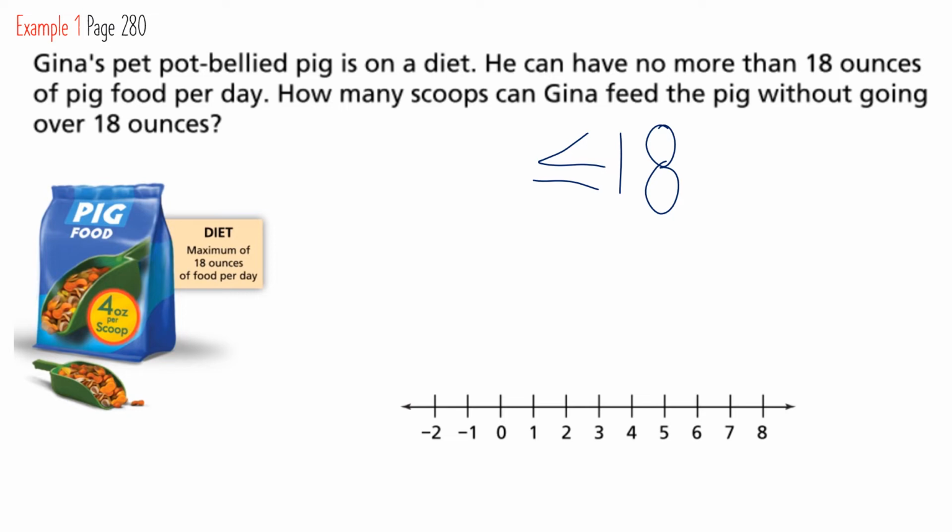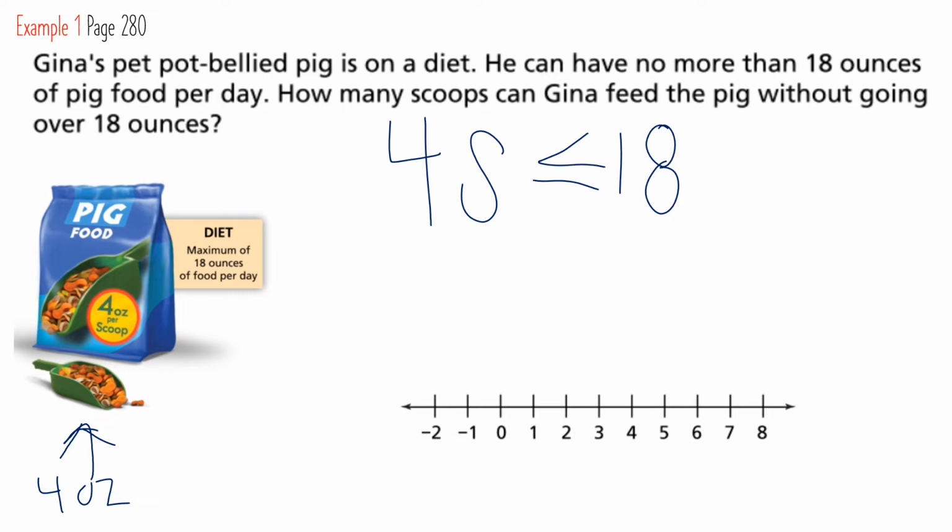Now, 4 ounces per scoop. Our question is, how many scoops can we feed him? So 4 ounces per scoop, those are keywords that lead us to knowing we have to multiply 4 by the number of scoops. If she does 1 scoop, that's 4 ounces. If she does 2 scoops, that's 8 ounces, 3 scoops, 12 ounces, and so on. So, how many scoops can she feed her pig? Well, 4s is less than or equal to 18. So let's figure out how many scoops that is.